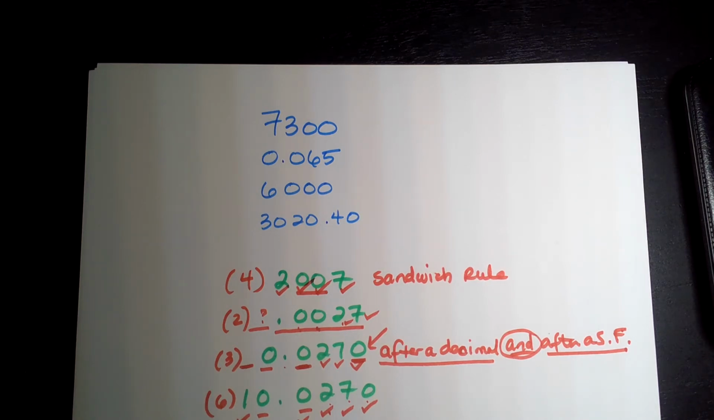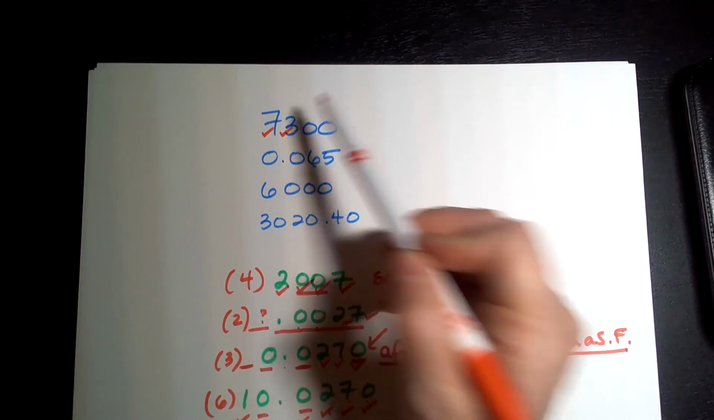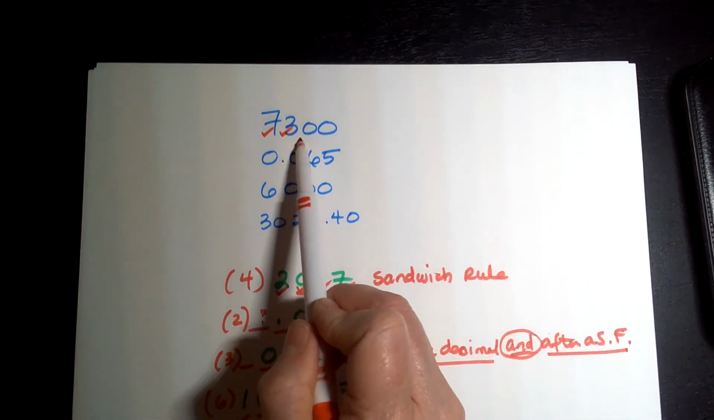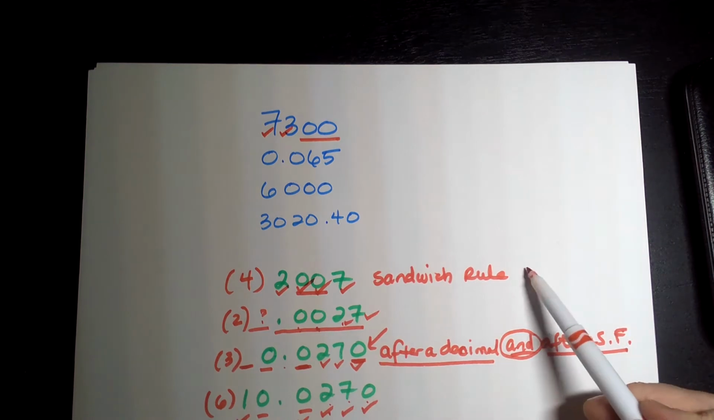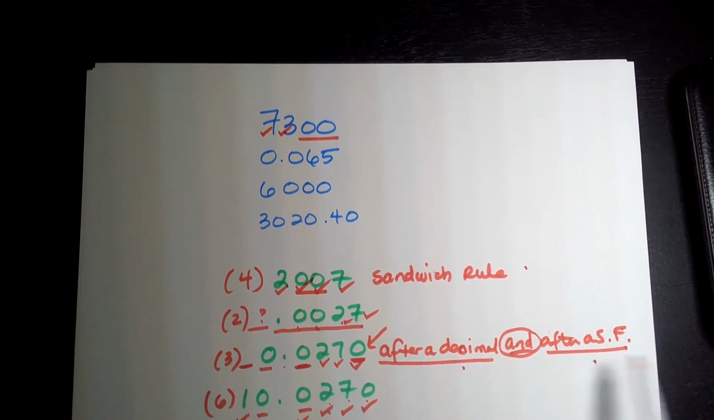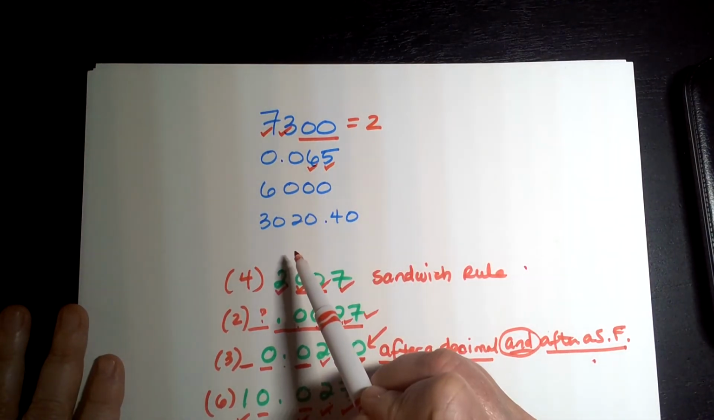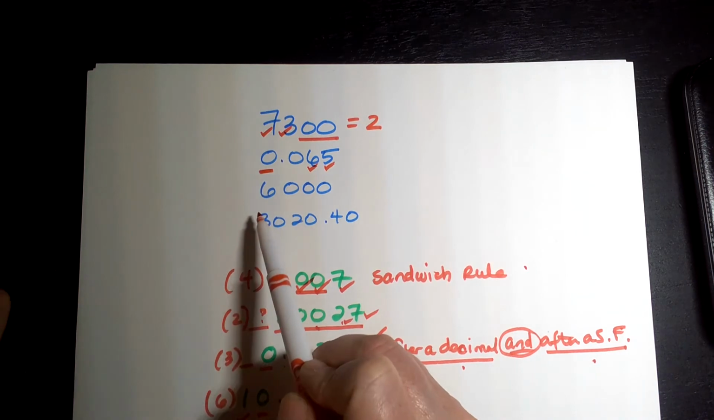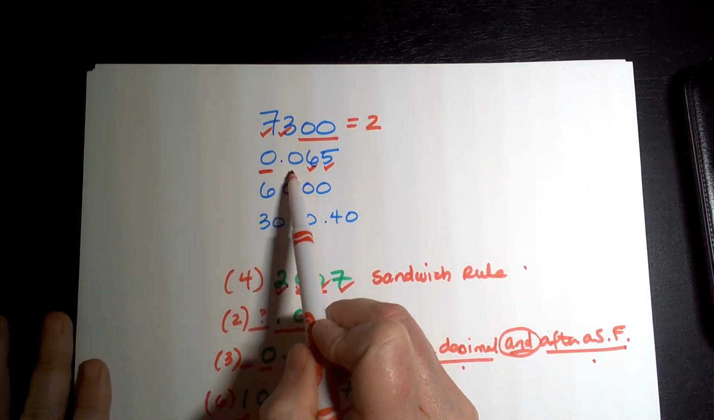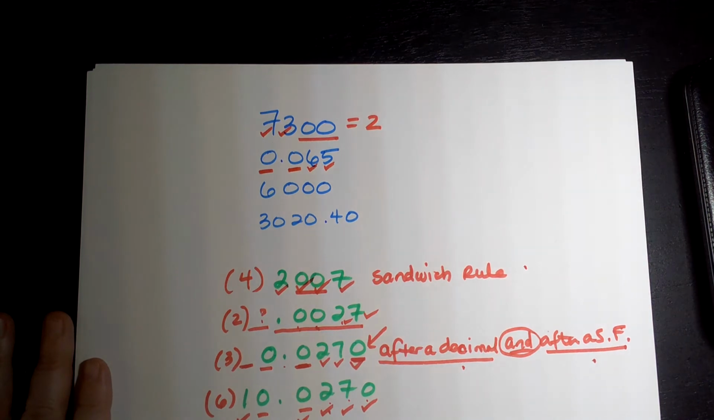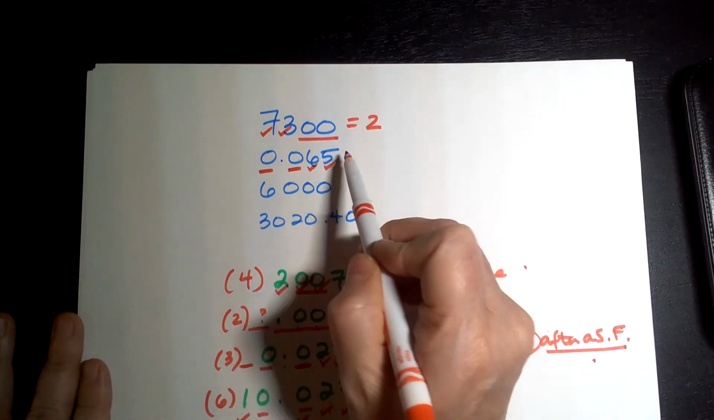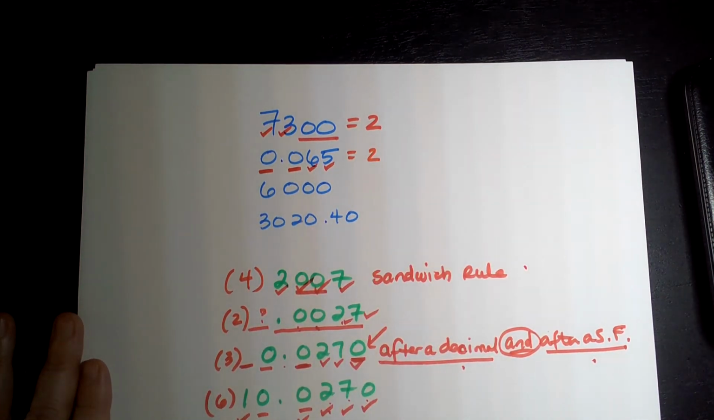All right, so the first one, we know 7 is significant and 3 is significant. These are the two that are in question, right? They are not sandwiched. They are not after a decimal or after a significant figure, so therefore they are not significant. So this one has 2 significant figures. Second one, we know 6 and 5 are both significant. This is before a decimal, not after a significant figure. And that's after a decimal, but not after a significant figure. So these don't count as important. So this one only has 2 significant figures.